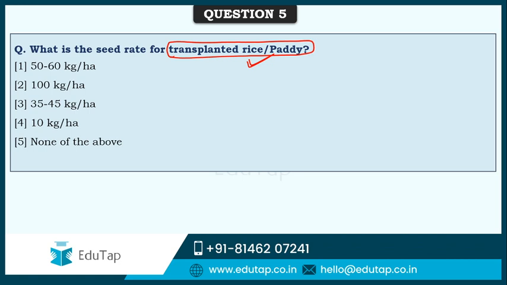Ashwadhama, I don't have any idea when the admit card will be released. Generally it would be 1 week before the exam, 1 week or 10 days.